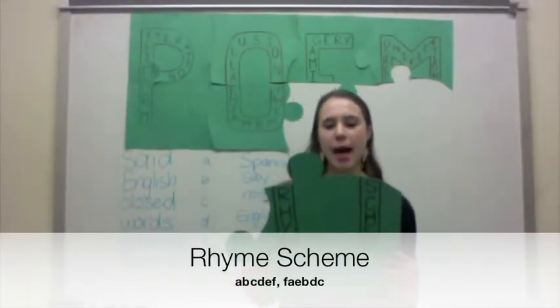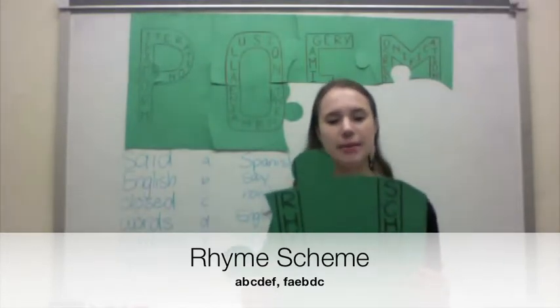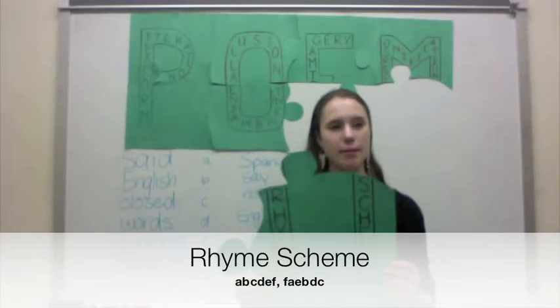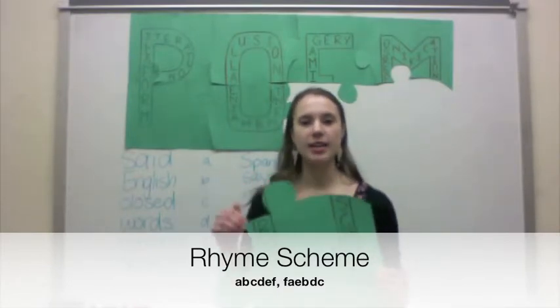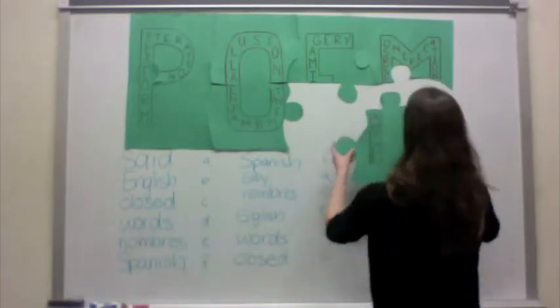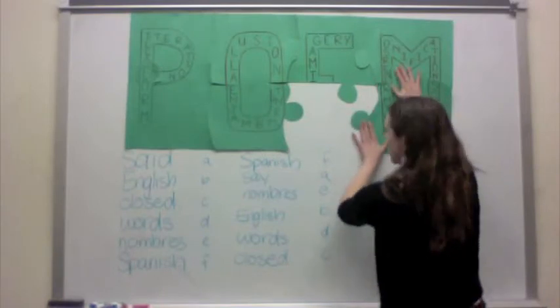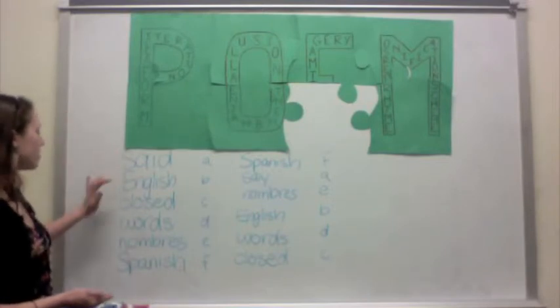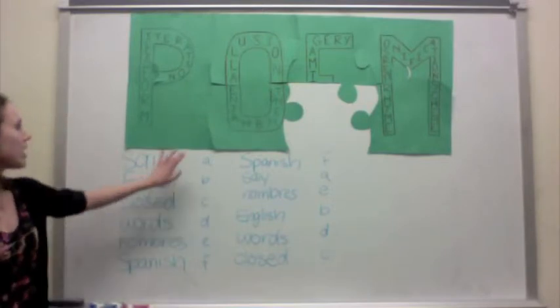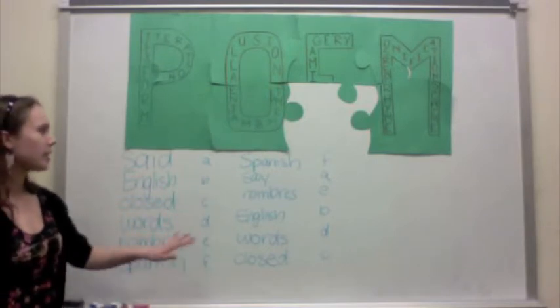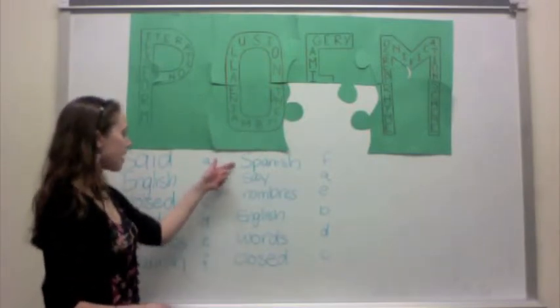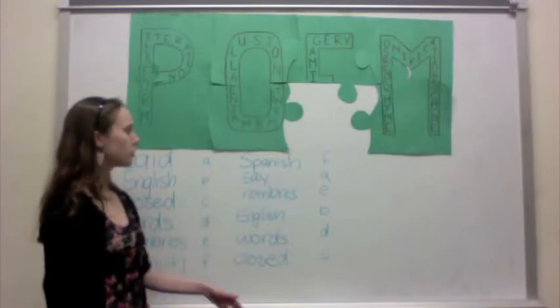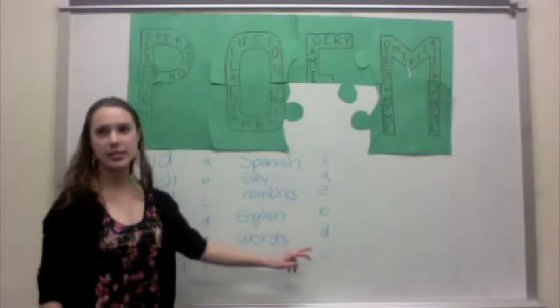The next term that we're going to be speaking about is rhyme scheme, or rhyme pattern. A rhyme pattern is the pattern of rhyme in a poem or a stanza, typically described by assigning a lowercase letter to each new rhyming sound. For instance, if the words are hat and cat, that would be A, but if you throw in the word cold, that would take on the letter B. In our particular poem, we have a sestina, so the rhyme pattern is predetermined. It goes said, English, closed, words, nombres, Spanish: A, B, C, D, E, F. Then in the next stanza it changes a little bit and it goes Spanish, said, nombres, English, words, closed, or F, A, E, B, D, C.